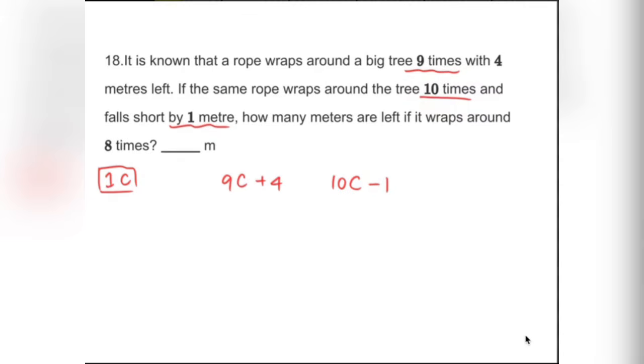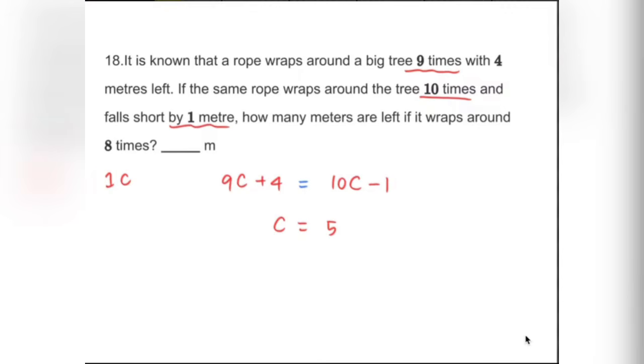Here, the total length of the rope doesn't change. So what is the sign in the middle? Yes, the equal sign. This is how we build the equation. According to this equation, can you figure out the value of C? You will get 9C plus 4 equals 10C minus 1. So 1C equals 5. Again, what is the meaning of 5? That is the length of one circle. One circle is 5.